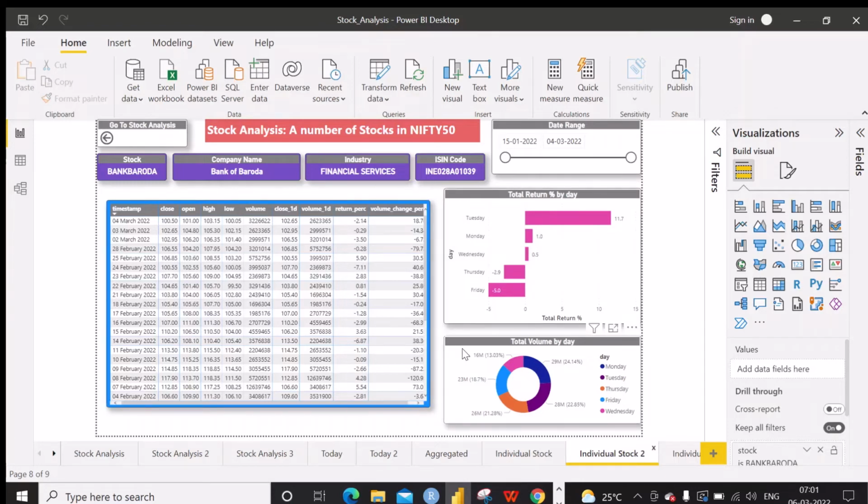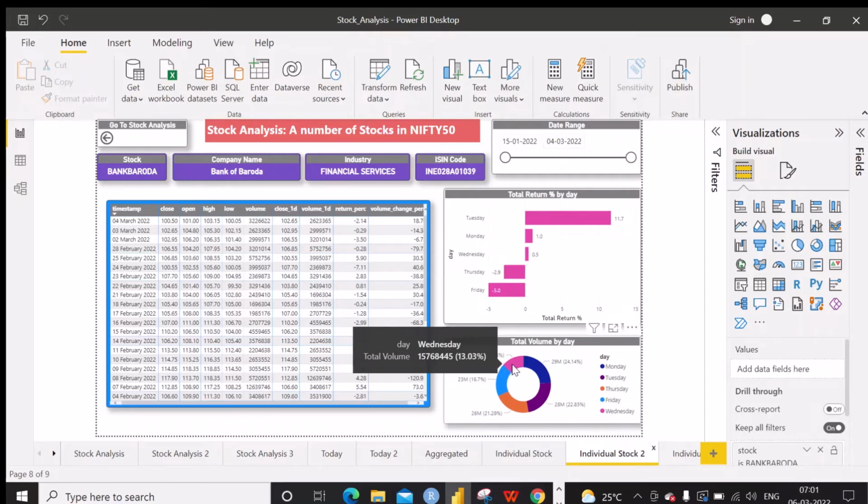And the next graph shows the total volume transaction by day, in which day the transaction of a particular share is trading very well. For example, the Bank of Baroda share, on which day it is performing well. Actually, more or less it is the same, but however, on Tuesday, Thursday and Monday, the transactions are really good. At the same time, on Friday, the transaction value is not that good.